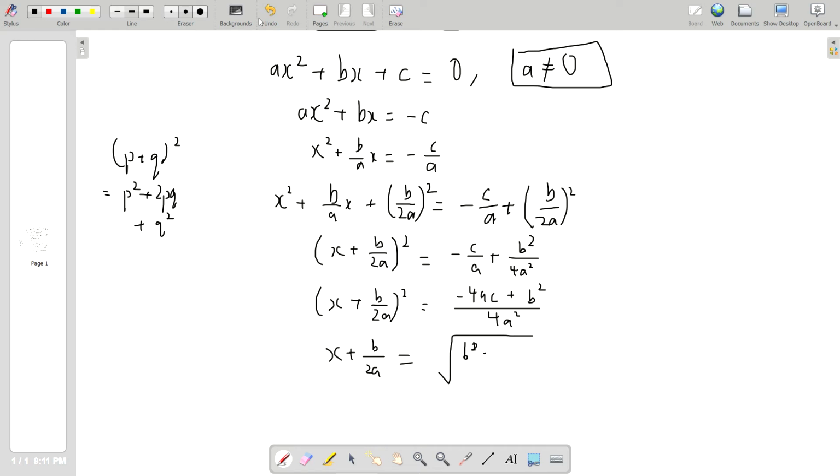This is just going to be b squared minus 4ac, all right? This is the same thing, I'm just rearranging them, over 4a squared. But because we didn't specify if we were taking the positive or negative square root, aka the principal or non-principal square root, we have to specify that we're putting a plus minus here, because the answer could either be positive or negative.